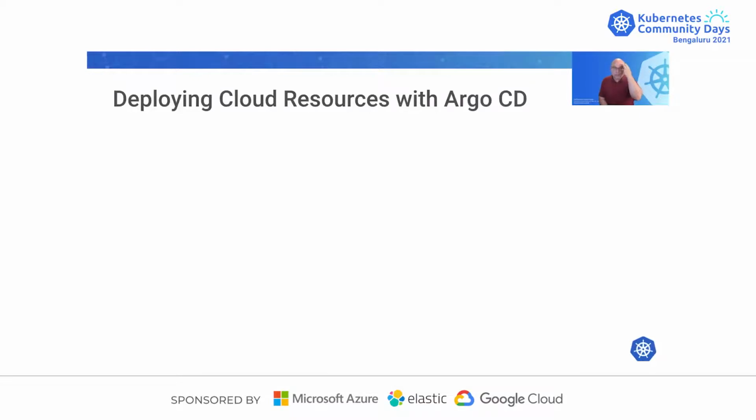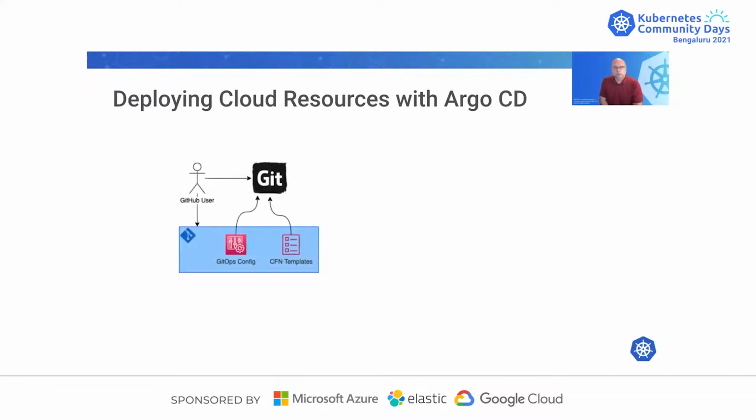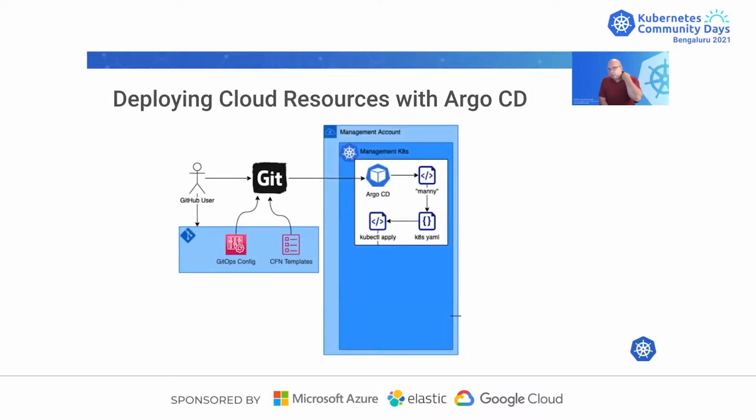So now let's talk about how to deploy cloud resources with Argo CD. And again, in this case, we're going to be deploying a CloudFormation stack. So it all starts with a user making some configuration change, making a PR, submitting that PR, merging that to the main branch of the deployment repo. And you set up what Argo CD calls an application. You set up an application in Argo CD that's watching that particular repository and a particular subdirectory in that repository. And when it detects any changes, it will call some tool.